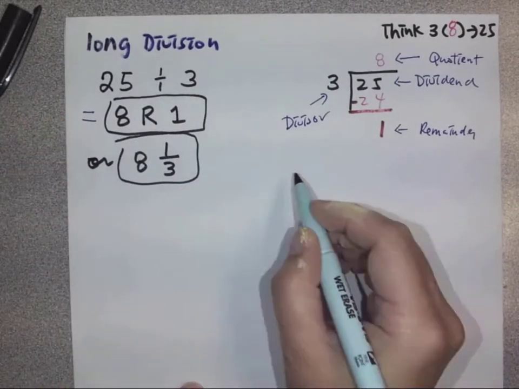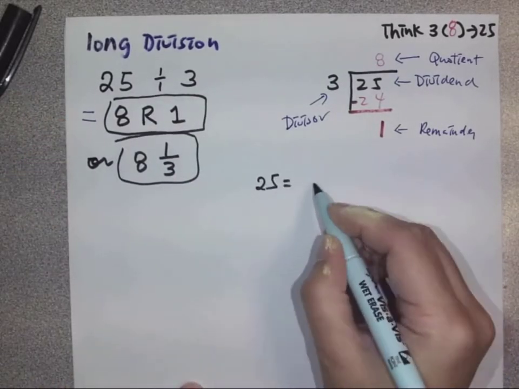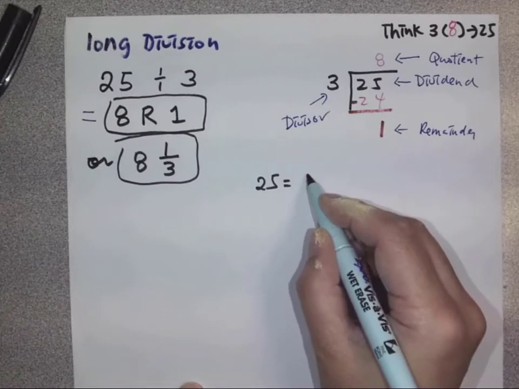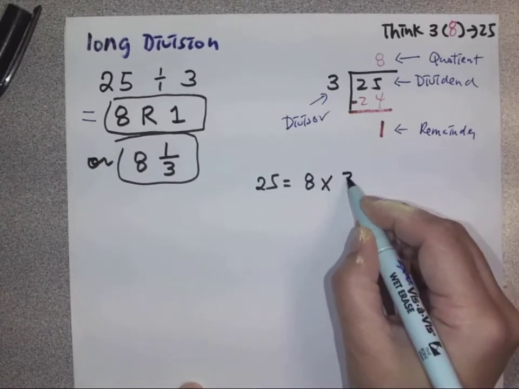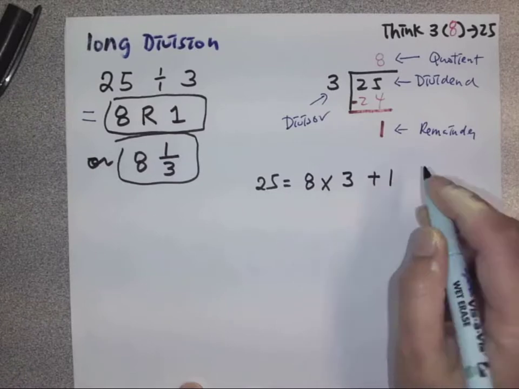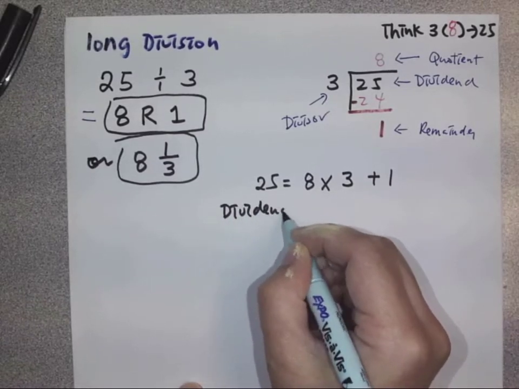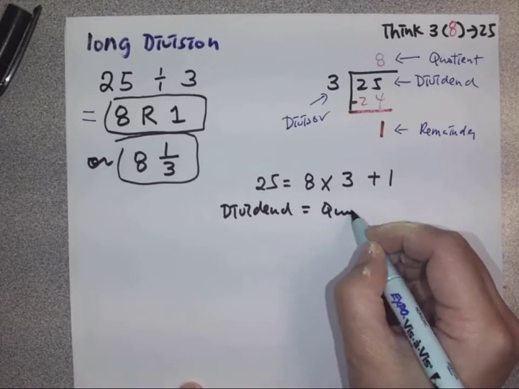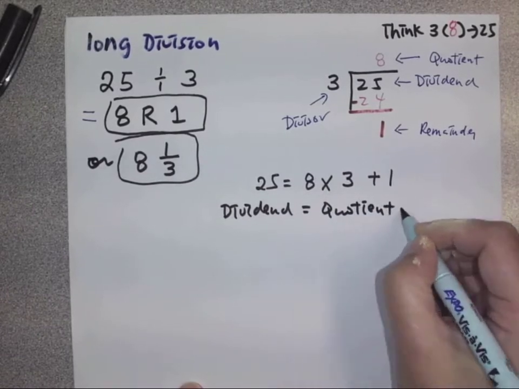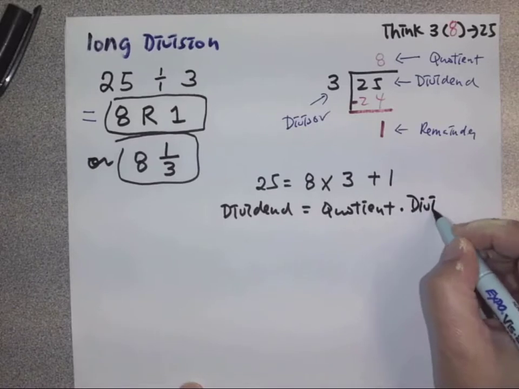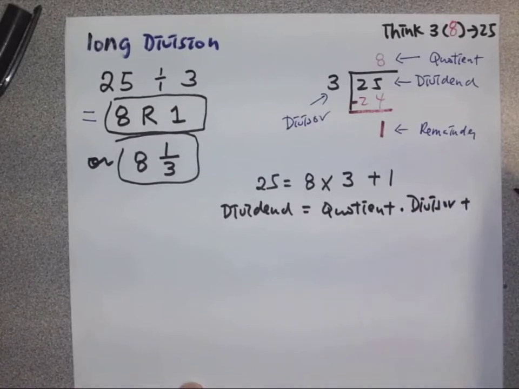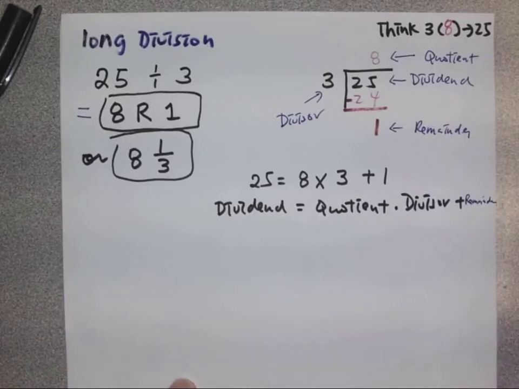And we say 25 is the same as your quotient, which is 8, multiplied by your divisor, plus your remainder. This is 24 plus 1, right? So dividend equals quotient times divisor plus remainder. Are we okay with that?